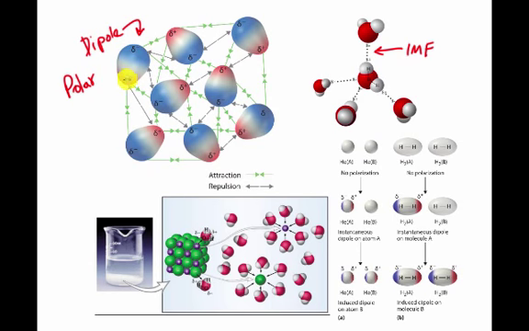Alright, that's true for polar, but remember there are special cases where you have hydrogen bonded to nitrogen, oxygen, or fluorine. If hydrogen is bonded to any of those three elements, then you have hydrogen bonding. Again, it's the same idea: a positive-negative attraction force is what's going to cause these two molecules to stick together.